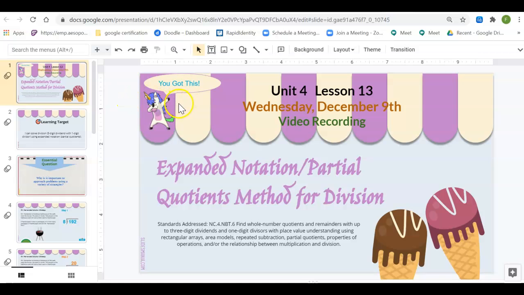So today we are on lesson number 13, and today is Wednesday, December 9th. We're going to be studying expanded notation partial quotients method of division. So basically the expanded notation method for division. And you're going to remember some of the process from when we studied the expanded notation for multiplication just a few days ago.